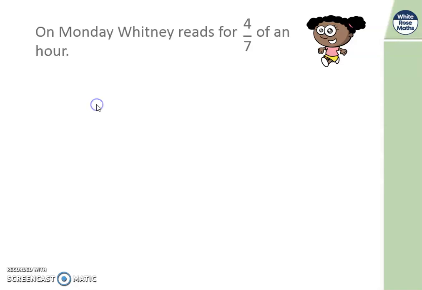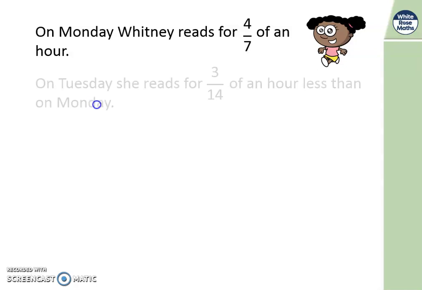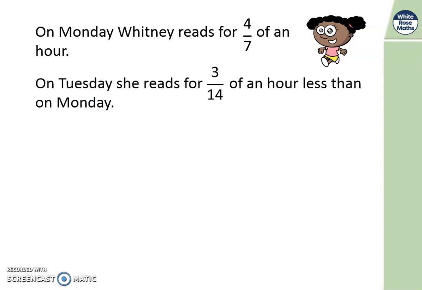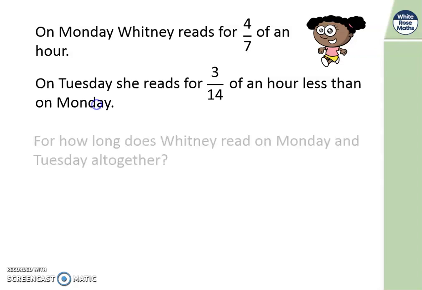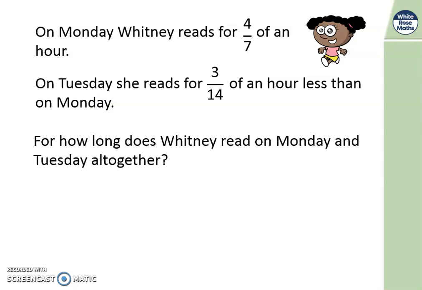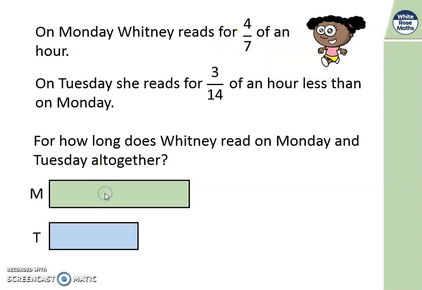Here's Whitney. On Monday, Whitney reads for 4/7 of an hour. On Tuesday, she reads for 3/14 of an hour less than on Monday. For how long does Whitney read on Monday and Tuesday all together? So just like I teach you in class, we need to build a picture of each part before we move on. So we need to draw a bar for Monday, and I've written M for Monday. And that's worth 4/7 of an hour. So we record it on there.